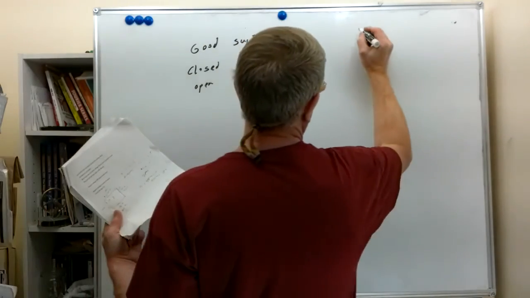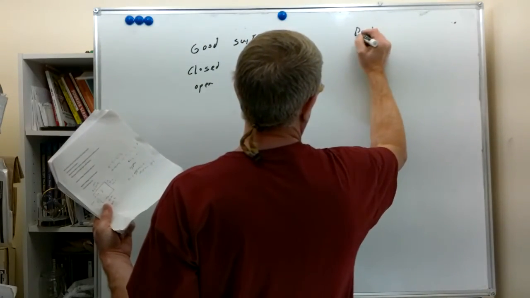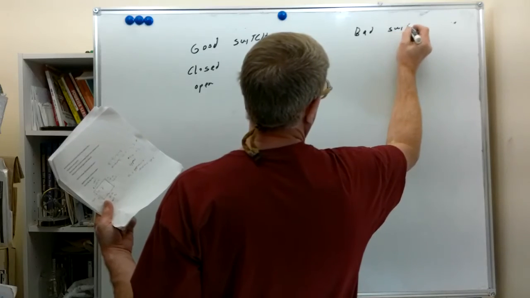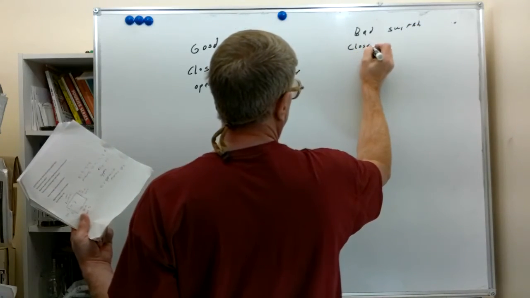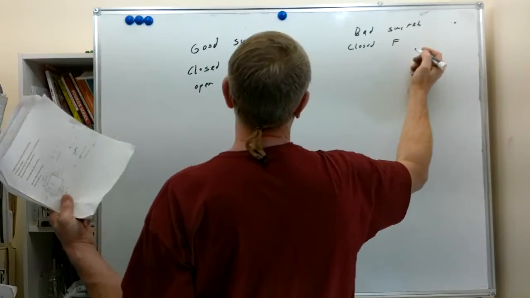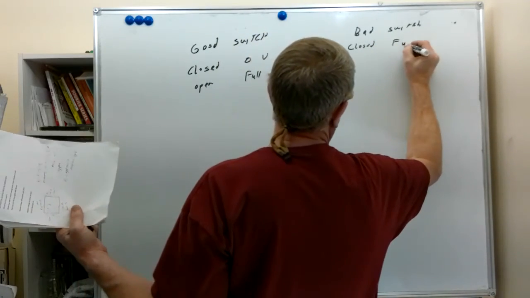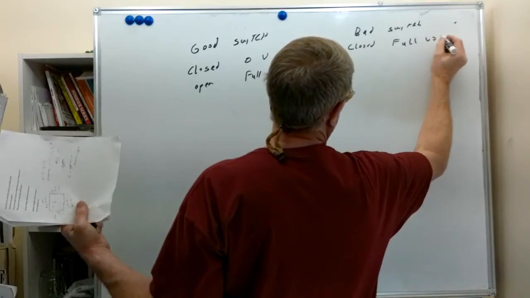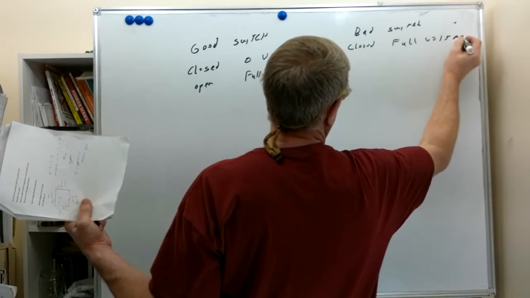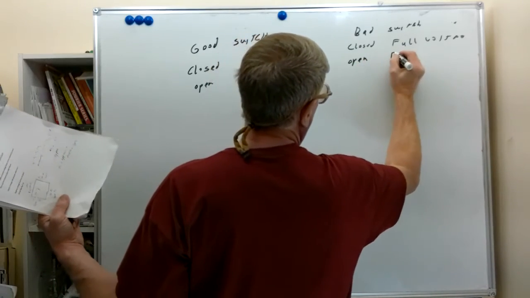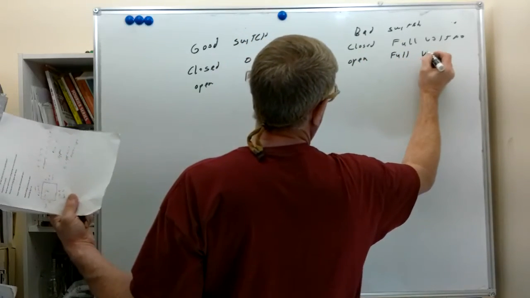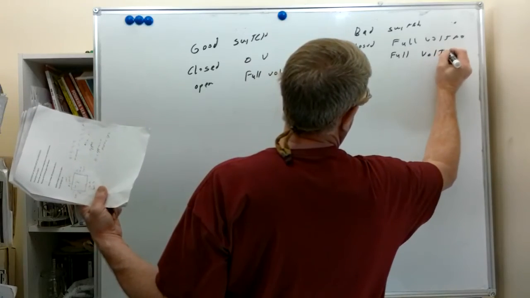Bad switch. Closed: full voltage, because if the switch has failed, it doesn't actually close. Open: same thing, full voltage. Because now the switch is supposed to be closed.